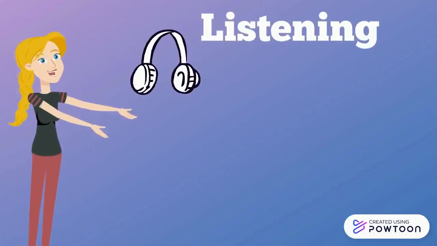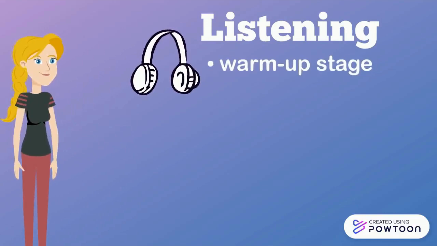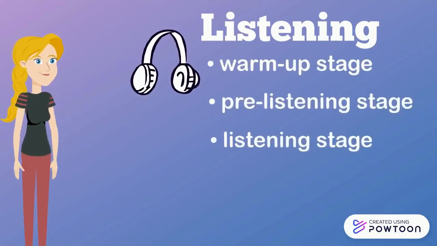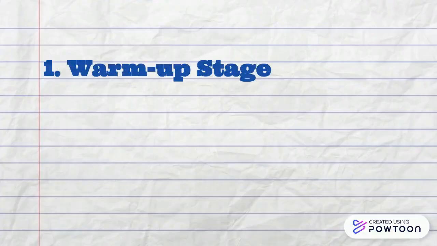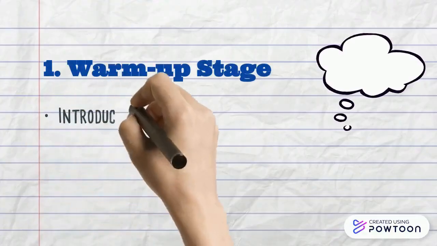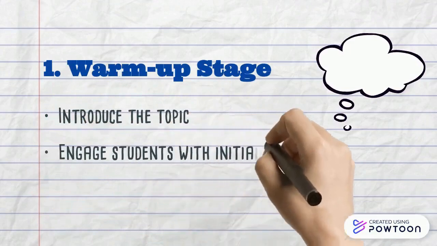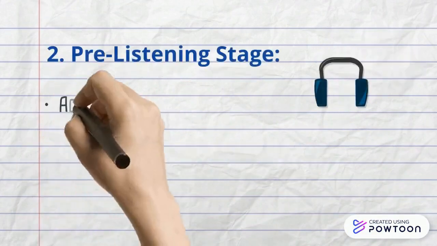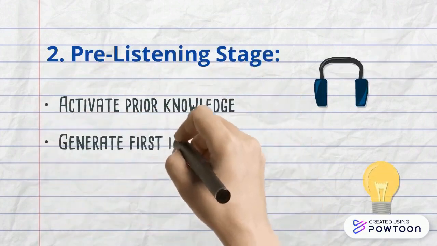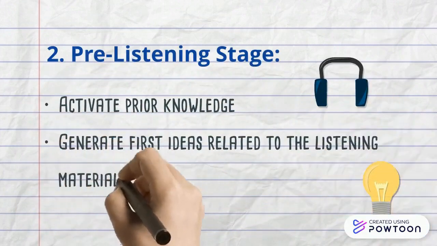Now we will move on with the other basic skill, listening. A good listening lesson has a clear structure: warm-up stage, pre-listening stage, the actual listening stage, and then post-listening stage. In the warm-up stage, the teacher introduces the topic to engage students and give them an idea of what they will be doing. In the pre-listening stage, the goal is to activate students' prior knowledge and generate initial ideas about the topic.